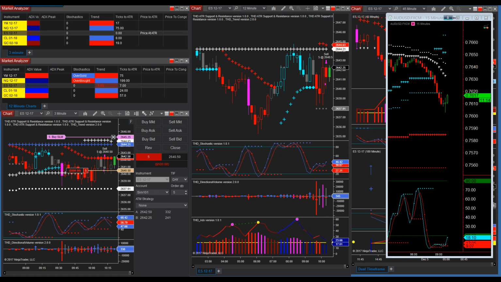Yes, Mike. Now on the Aussie dollar, I am already looking to see what type of binaries are available on the Aussie dollar.